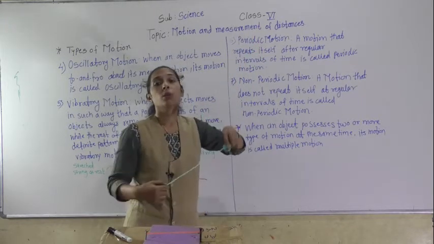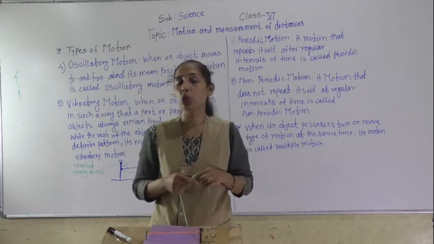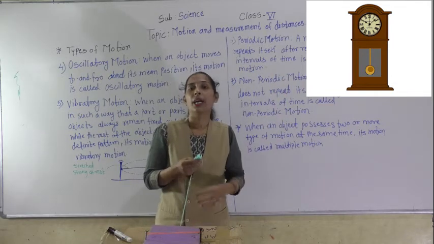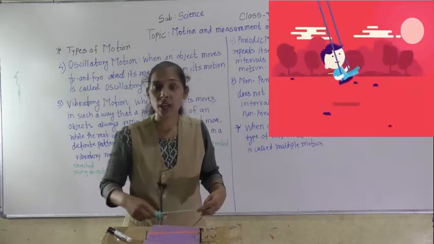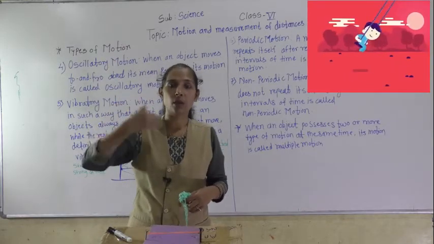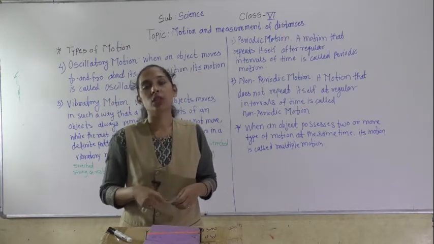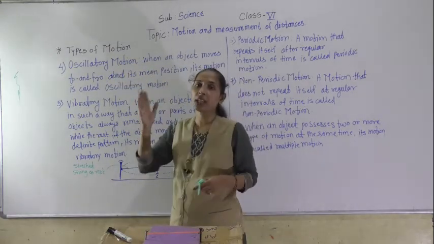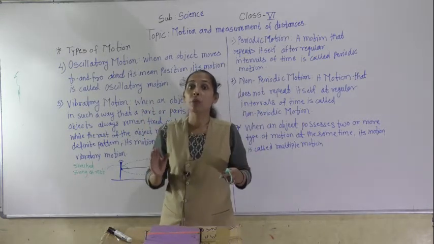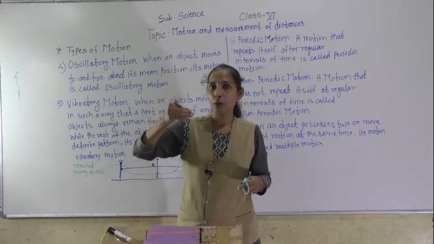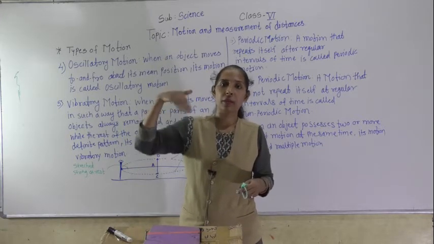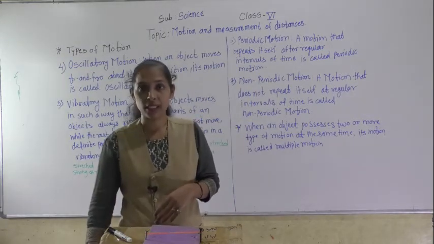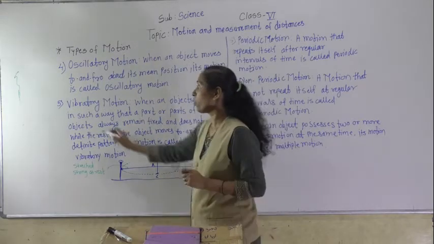We can also say the motion of a pendulum in a clock. You can see in the image how the pendulum moves in the clock. Also, the motion of a swing: the swing goes forward and again comes back, forward and again back. That motion is called oscillatory motion, a to and fro movement from the mean position.